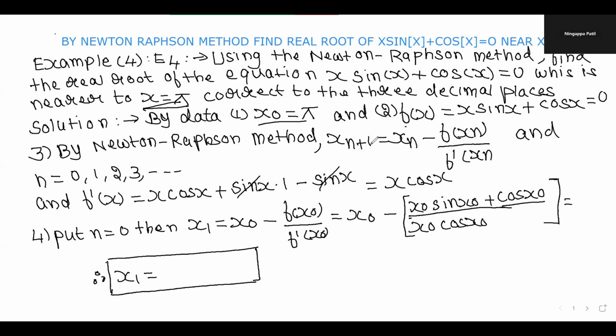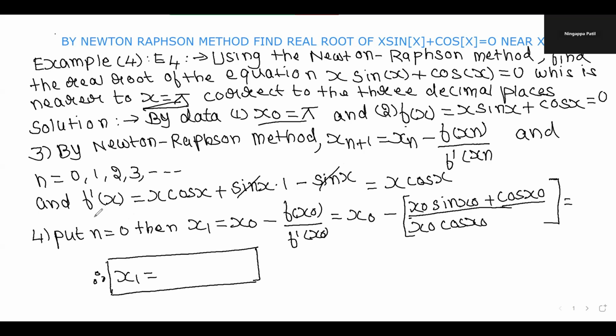And f dash x equal to, look here, differentiation of u into v form. x into sin x differentiation means u into v. The d by dx of u into v is u dv by dx plus v du by dx. So x d by dx of sin x is cos x, plus sin x, and d by dx of x is 1, plus d by dx of cos x is minus sin x. Minus sin x plus sin x get cancelled, and x cos x is f dash x.